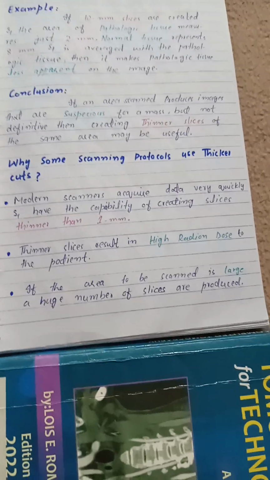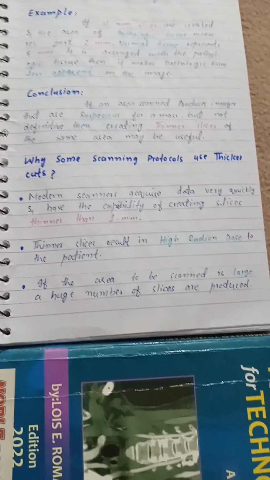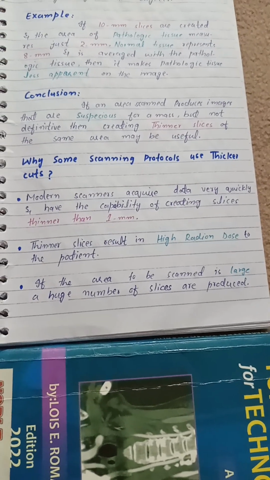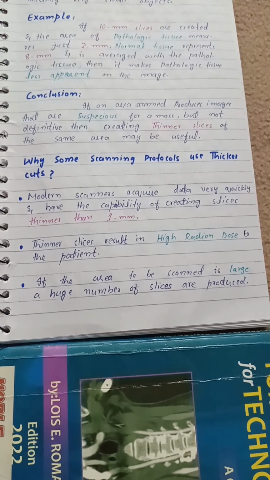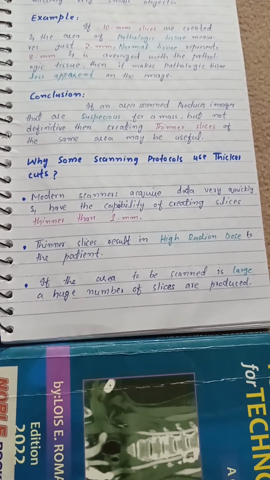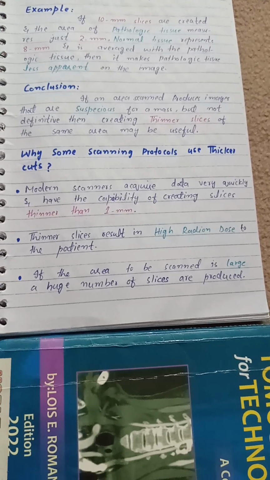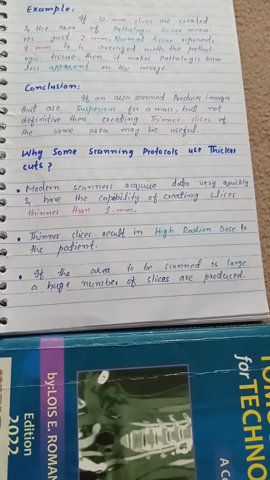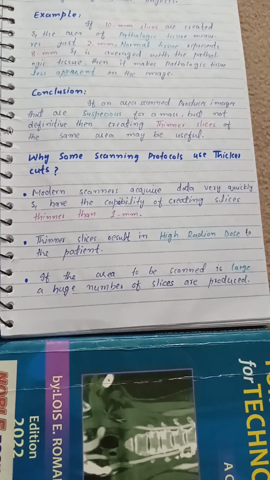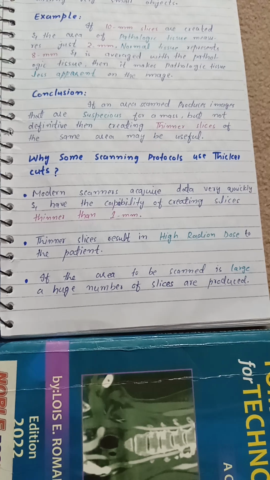While some scanning protocols use thicker cuts, modern scanners acquire data very quickly and have the capability of creating slices thinner than 1 mm. Thinner slices result in higher radiation dose to the patient. If the area to be scanned is large, a huge number of slices are produced.